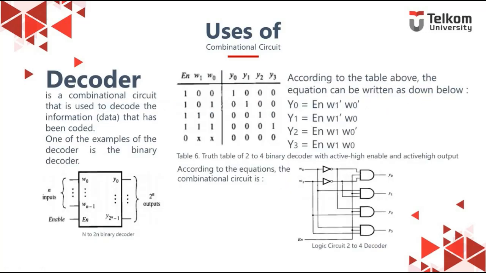Okay, the second one is decoder. Decoder is a combinational circuit that is used to decode the information or data that has been coded. One of the examples of decoder is the binary decoder. The characteristic of decoder, there are more output than the input.